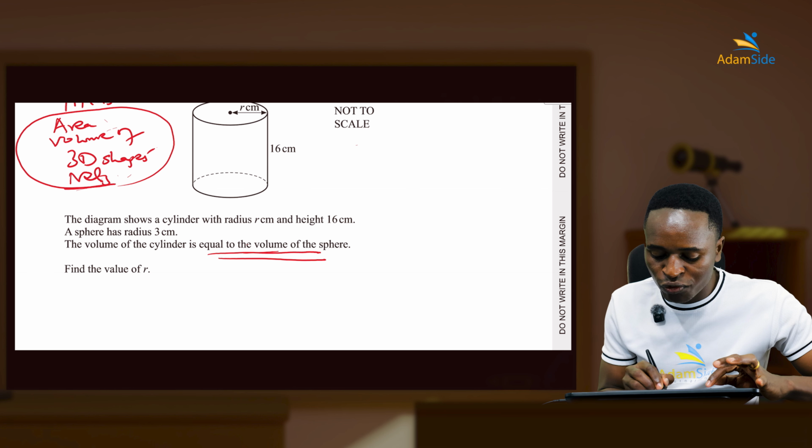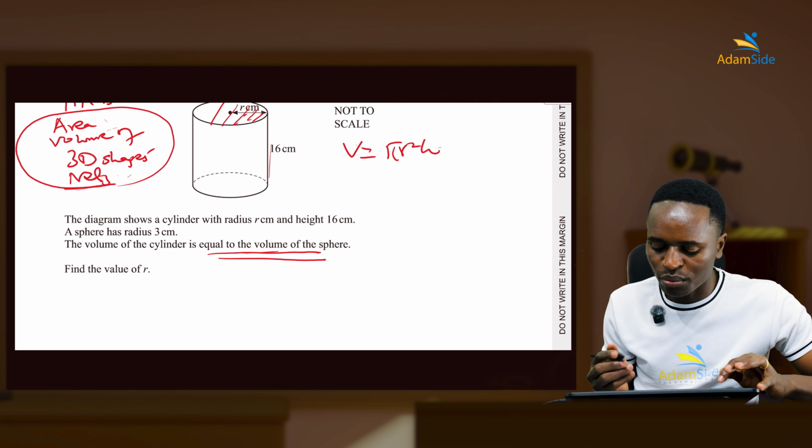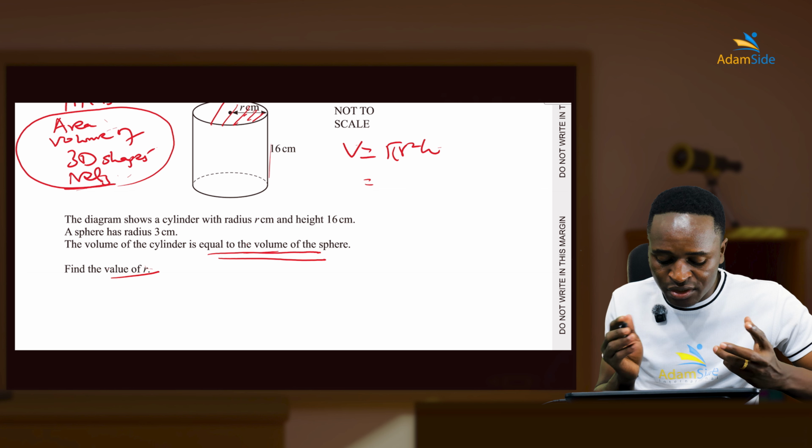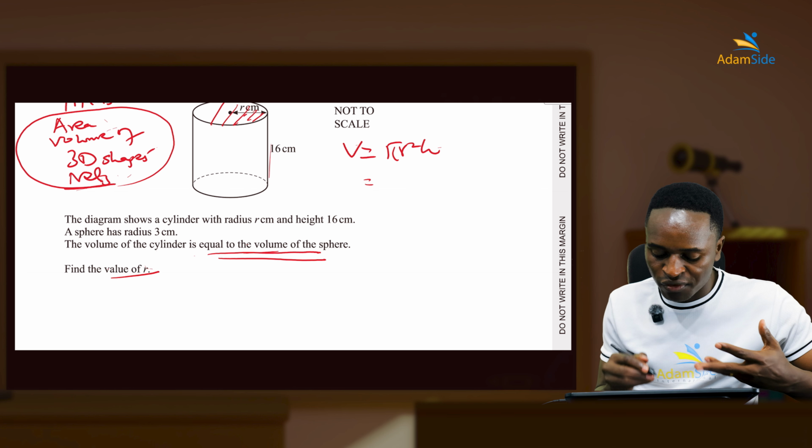For you to be able to find the rest, we know the volume. Finding the volume is pi r squared height, the area of the cross section times the height. So the trick is to understand that the volume of the sphere is equal to the volume of the cylinder.